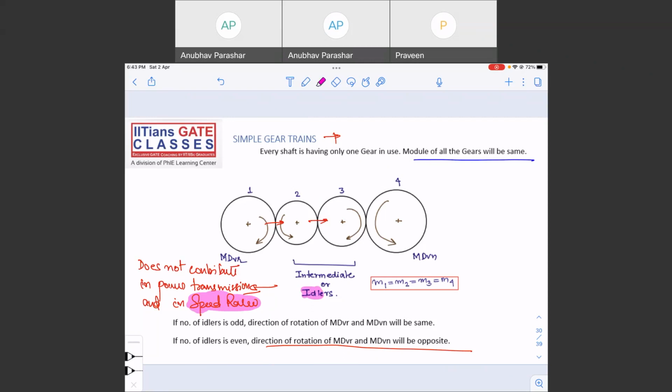So what is their function then? Their function is to fill the gap, right? So how to identify an idle gear? If it is connected to two other gears, it is taking power from one and it is delivering to the other, then it is known as an idle gear.